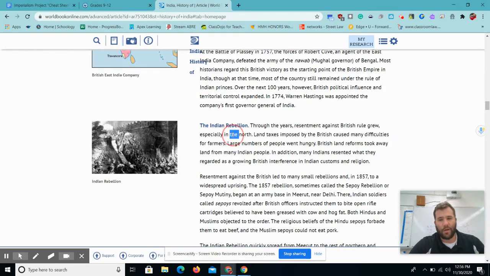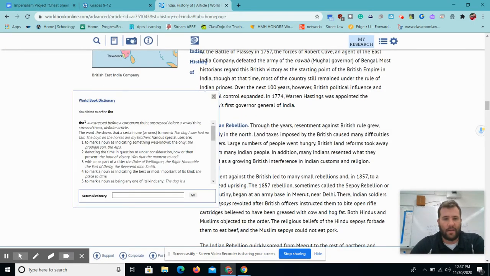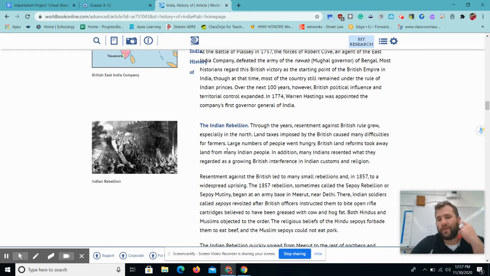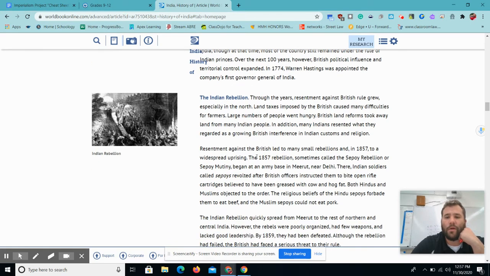So let's find out. During the years, resentments against British rule grew, especially in the north. Land taxes imposed by the British caused many difficulties for farmers. Large number of people went hungry. Right? So these might be some things you could write down for how they hurt the people. British land reforms took away land from many Indian people. In addition, many Indians resented what they regarded as a growing British interference in Indian customs and religion. There you go. So you could talk about how they hurt, and this is resentment.